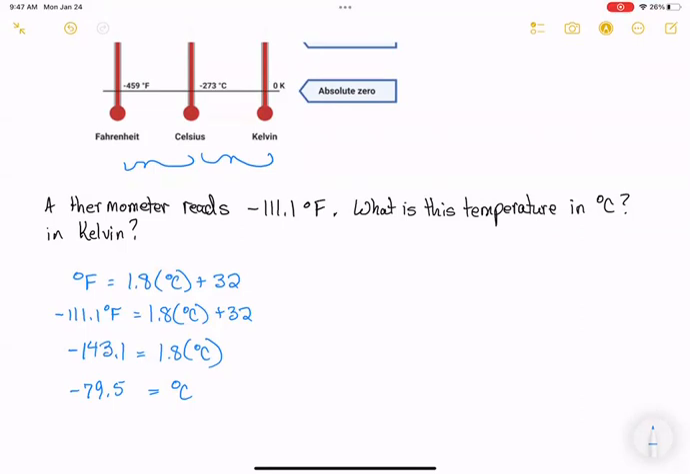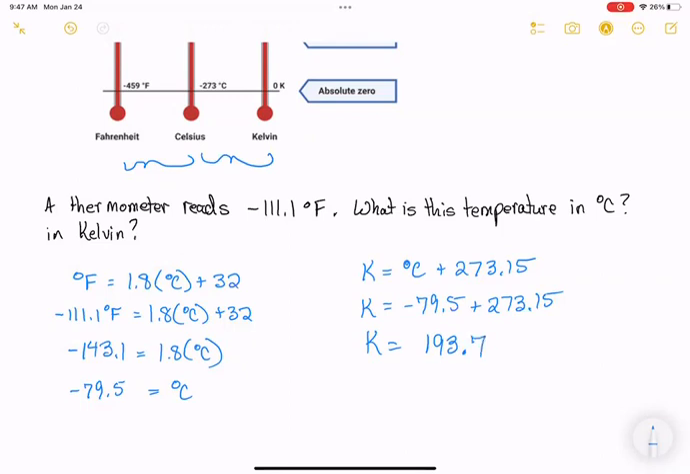Now we can convert the degrees Celsius into Kelvin using the fact that Kelvin is degrees Celsius plus 273.15. So our Kelvin is equal to negative 79.5 plus 273.15. So it'd be 193.7.